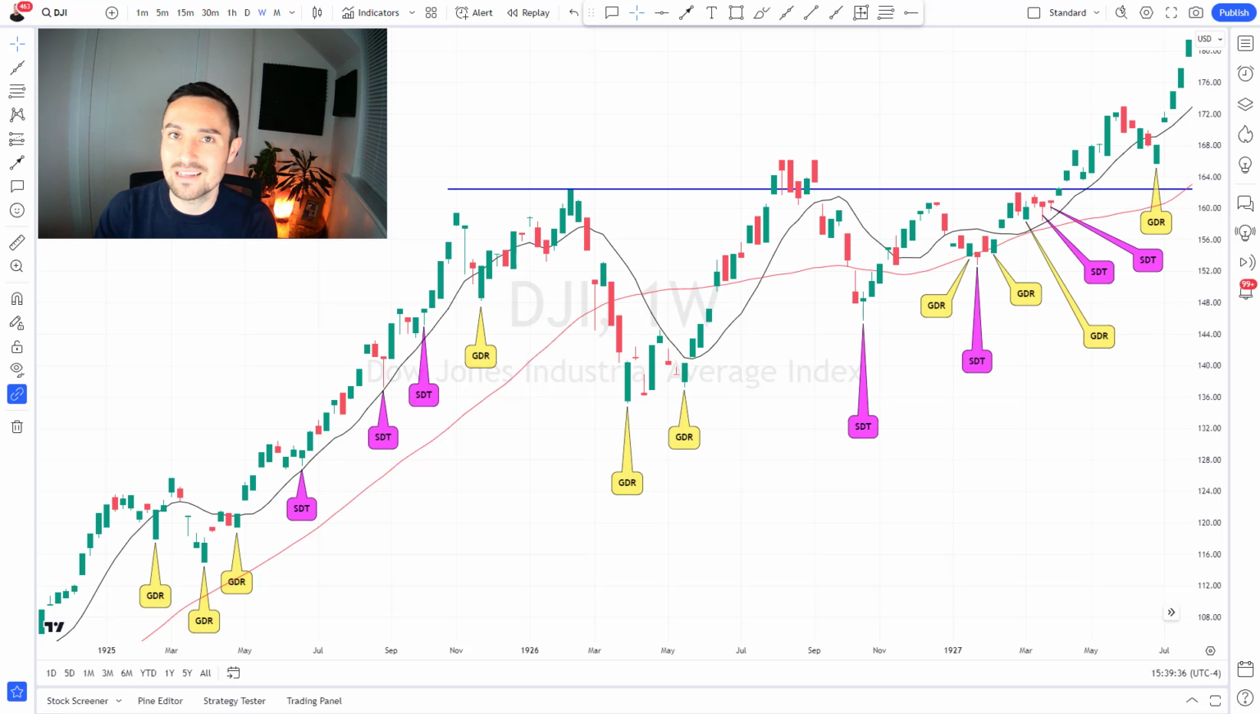To do this, I'm going to show you two main charts. We're going to look at the Dow Jones weekly chart from the 1920s, as you can see right now, and you will see a lot of gap down reversal bars, and a lot of shakeout demand tails that occur across all time frames.